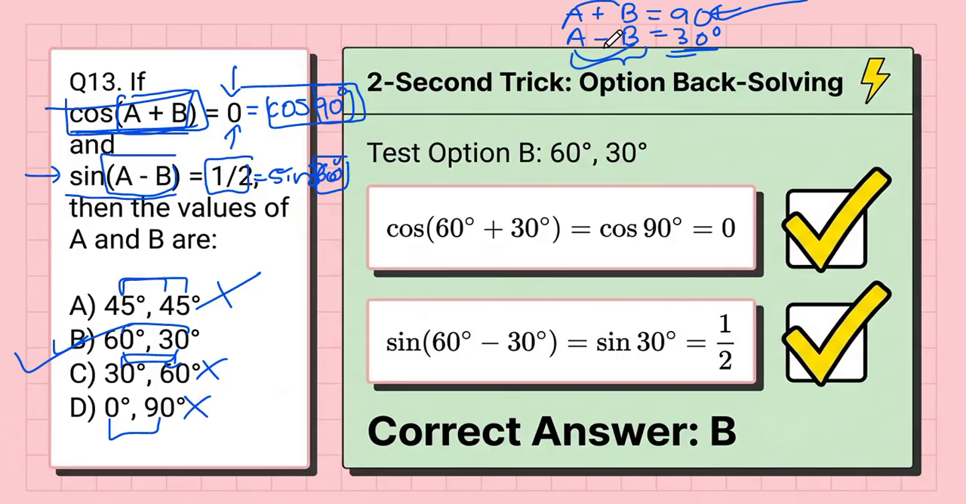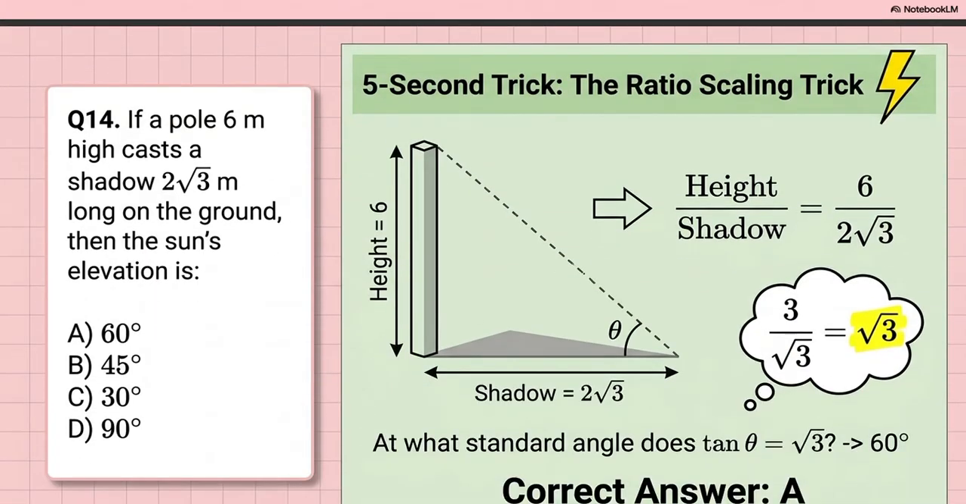Otherwise you can solve this equation by just adding: minus B plus B gets cancelled, A plus A is 2A, 90 plus 30 is 120, so you will get A as 60 degree, and if you put the value of A in one of the equations, you will get the answer of B. Look at the next question.